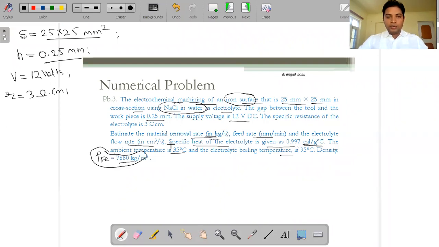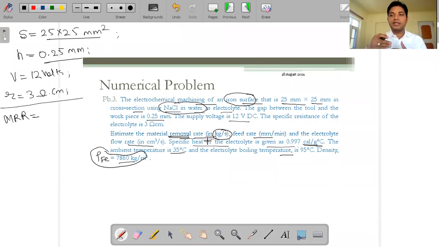Now, first of all, what we have to calculate is the material removal rate. It is a simple material, there is no alloy. So how can we calculate this, how are we writing this formula, that is MRR. Please confirm what unit we have to calculate, whether it's gram per second or volume terms. We can calculate in kg per second or gram per second. After that we just have to convert that.